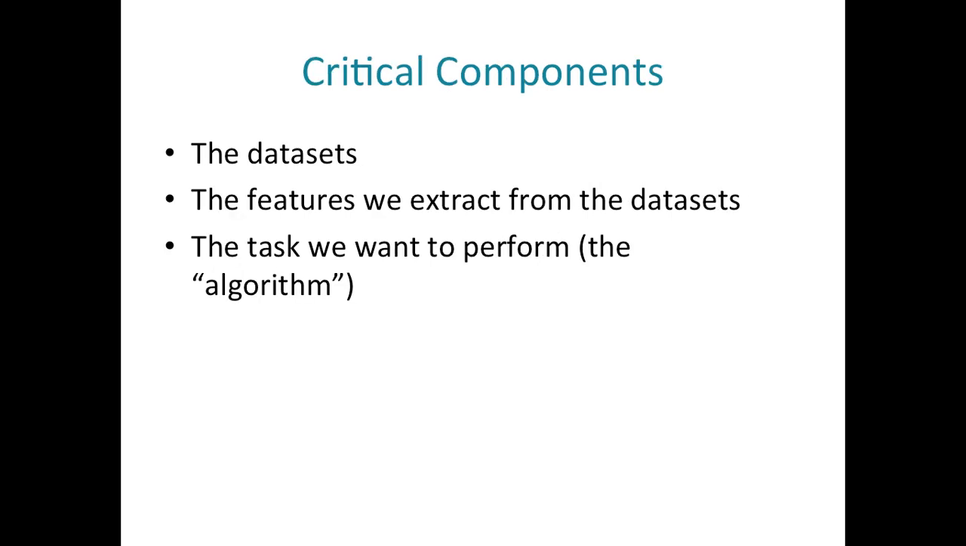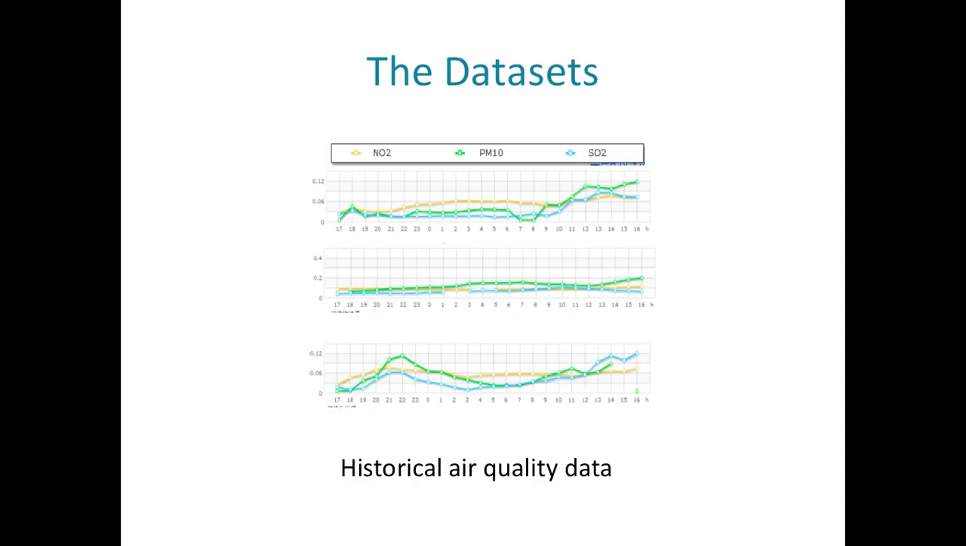The data science pipeline has three critical components. The first one is the data sets. The second one is the features that we can extract from those data sets. And the third one is the task that we want to perform, the structure that we want to find, the characteristics within that data set that we want to extract. And let me walk you through an example of what a typical data science pipeline could be.